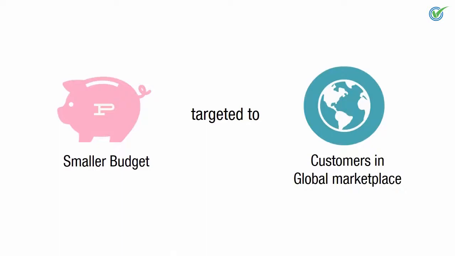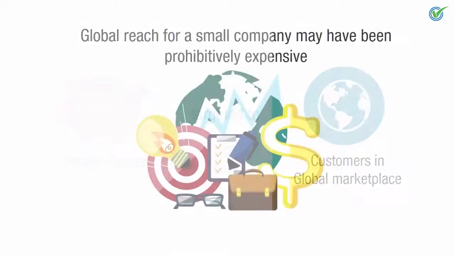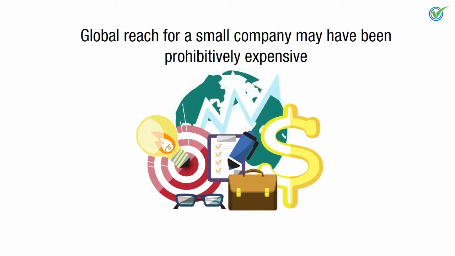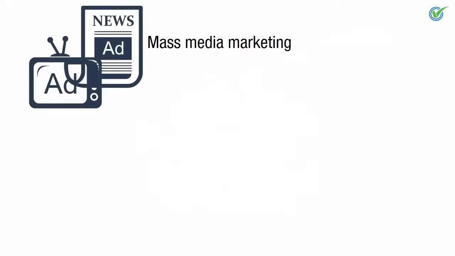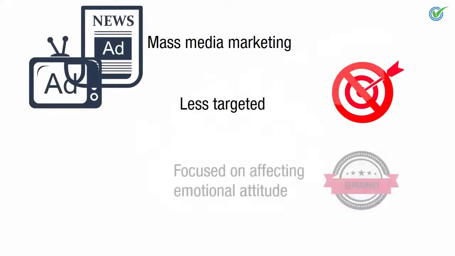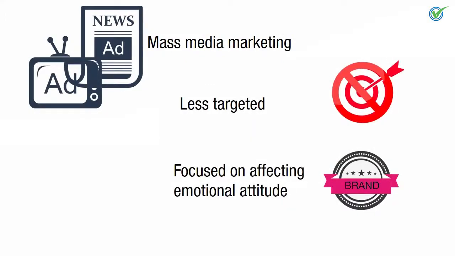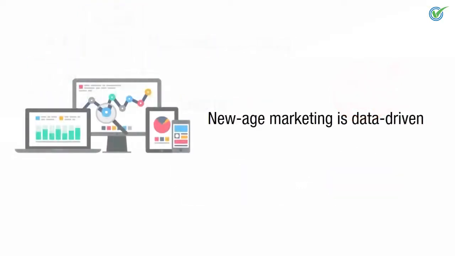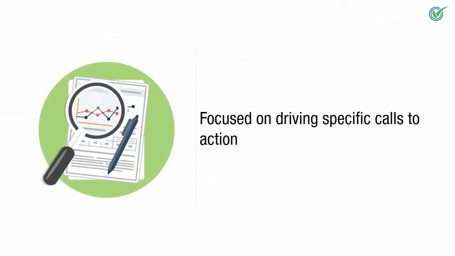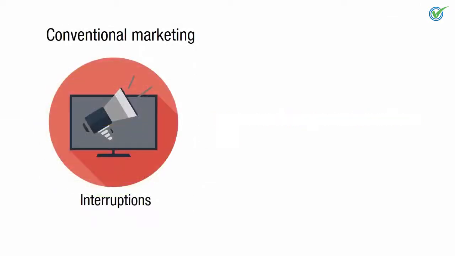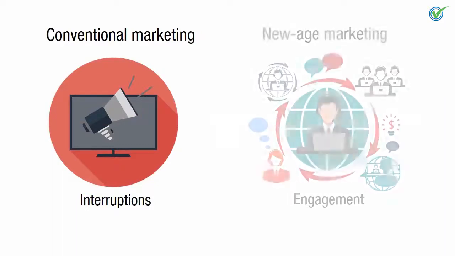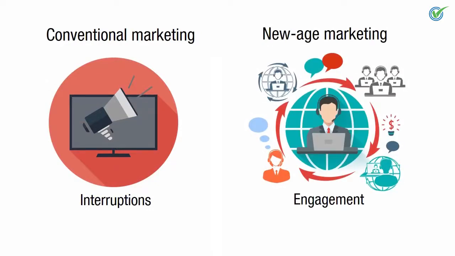This represents a significant distinction from conventional mass media marketing, where achieving a global reach for a small company may have been prohibitively expensive. While mass media marketing is less targeted and primarily focused on affecting emotional attitudes about the brand, New Age marketing is data-driven and more focused on driving specific calls to action. Also, while mass media marketing typically involves interruption, New Age marketing is about engagement.